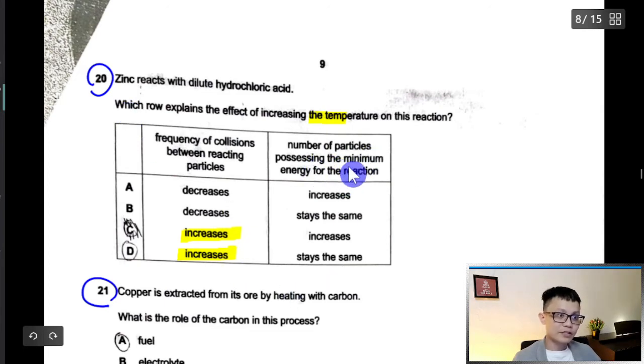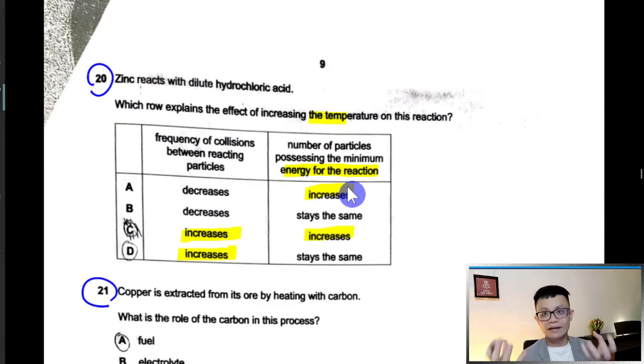And number of particles with percent of minimum energy for the reaction. So number of particles with minimum energy will also increase, correct or not? So the answer will be C. Of course this one will increase, because if you increase the temperature, the energy for reaction will also increase. But they changed the question a bit. They say the number of particles possessing the minimum energy increases. More particles react, so more particles have the minimum energy so that the reaction will take place.